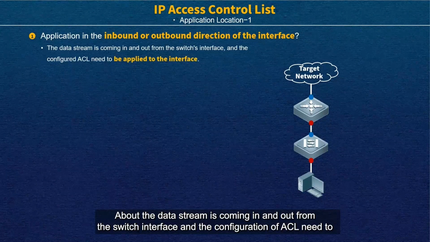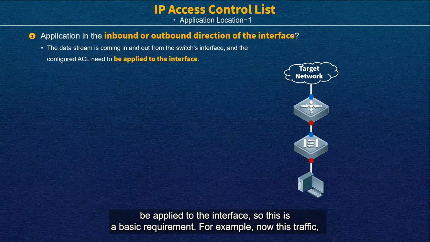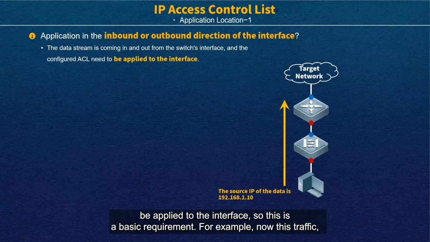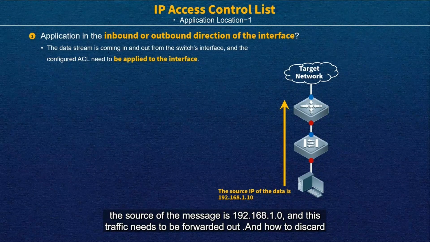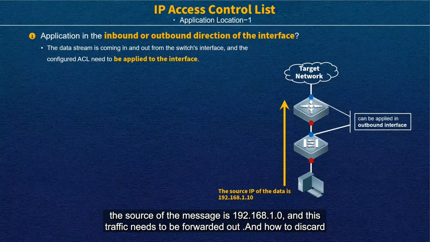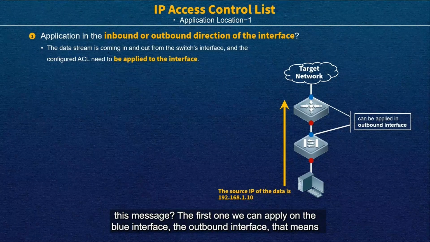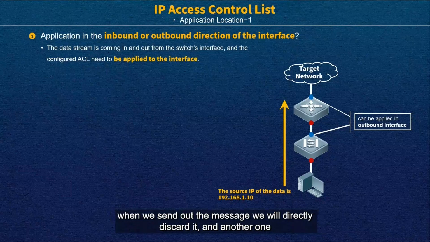The data stream comes in and out of the switch interface, and the configured ACL needs to be applied to the interface. This is a basic requirement. For example, the source of this message is 192.168.1.0, and this traffic needs to be forwarded out. How do we discard this message? The first way is to apply it on the blue interface, the outbound interface, which means when we send out the message, we discard it.